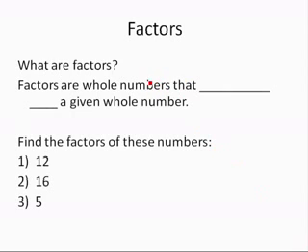Okay, factors. What are factors? Well, factors are whole numbers that divide into a given whole number. So to find the factors of a whole number, we need to look for other whole numbers that will divide into it. So here's 12. Well, the first number that will go into 12 is 1.